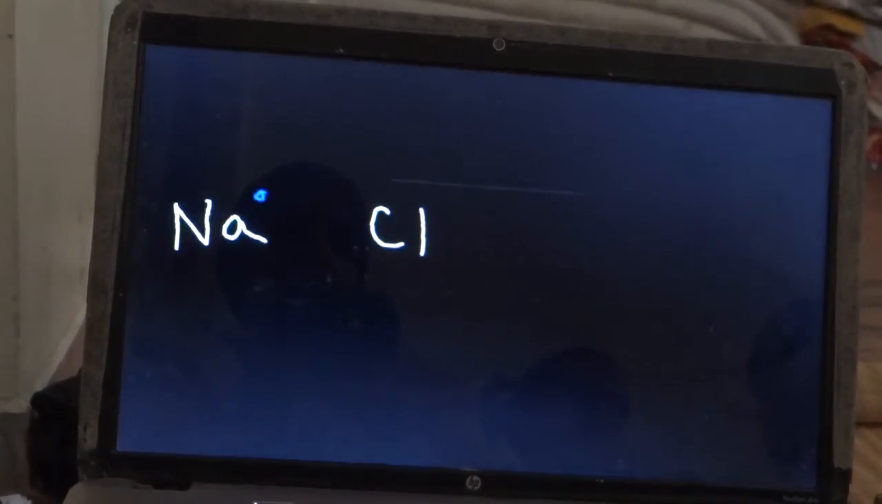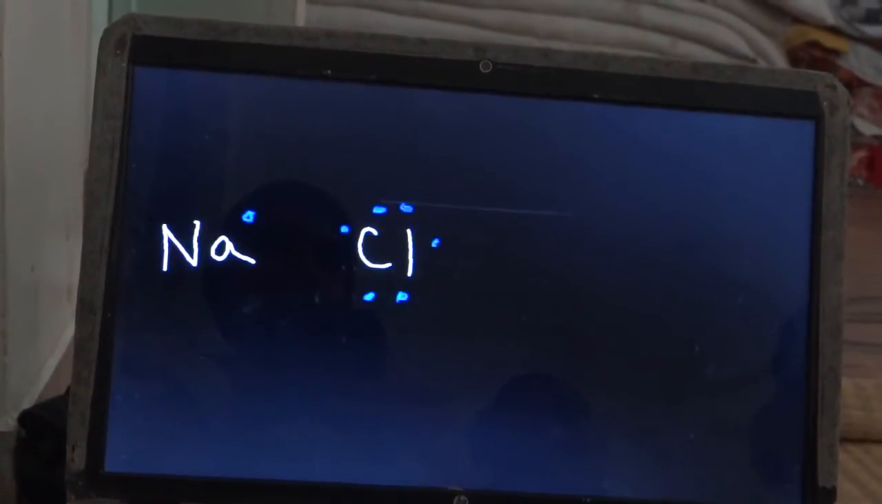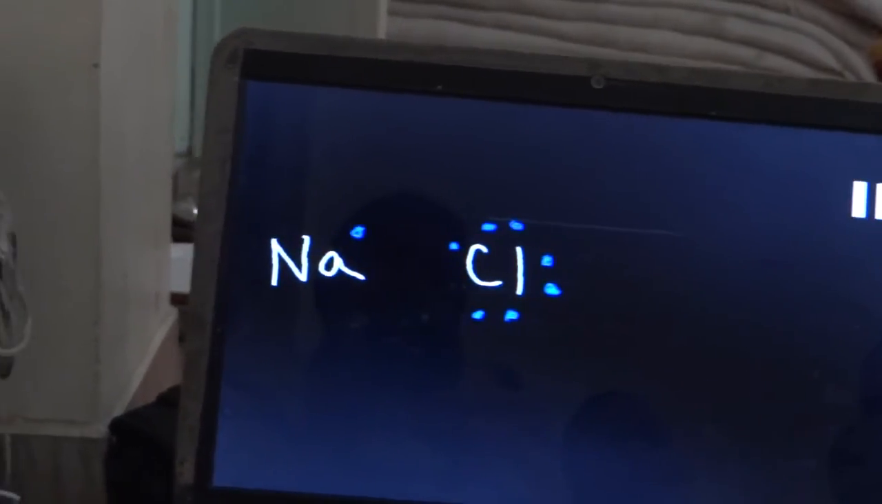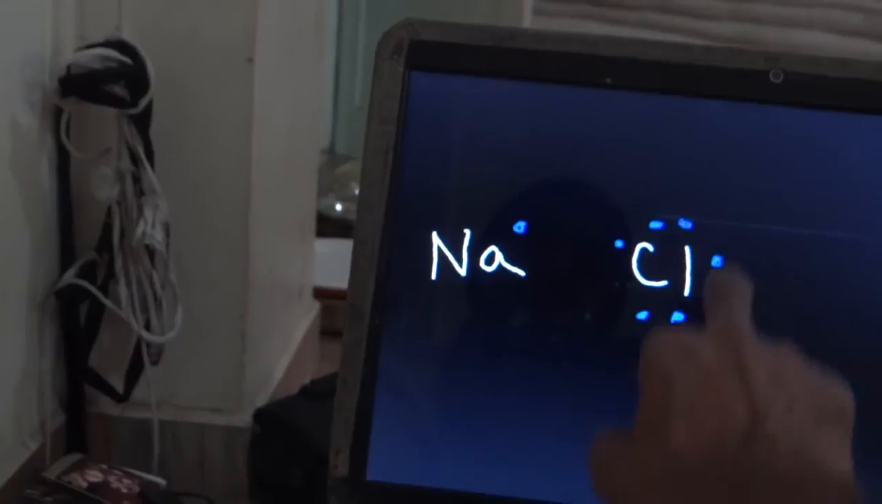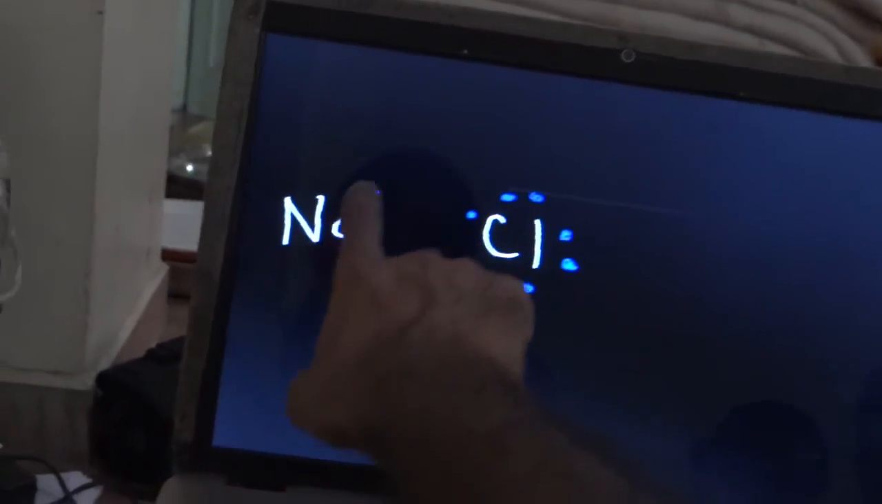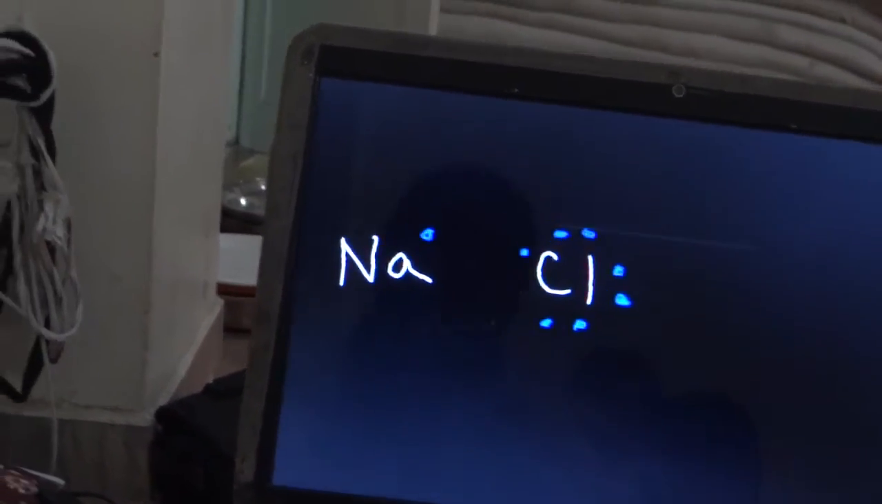Consider the reaction between sodium metal and chlorine. Let's say we have an atom of chlorine as opposed to a diatomic molecule. Sodium has 1 valence electron and chlorine has 7. These are the numbers of valence electrons. It is denoted like this: the element symbol, and how many electrons are in the valence orbit are shown by the points.